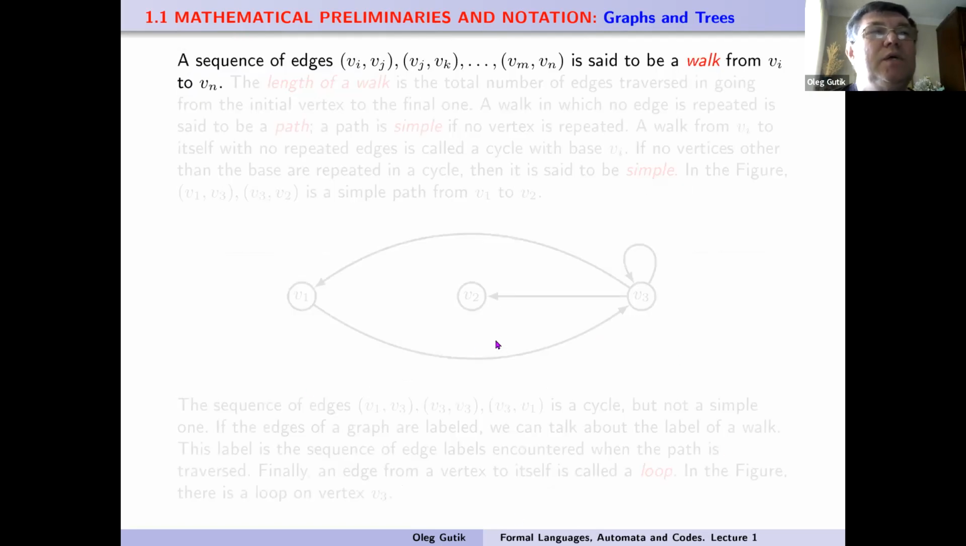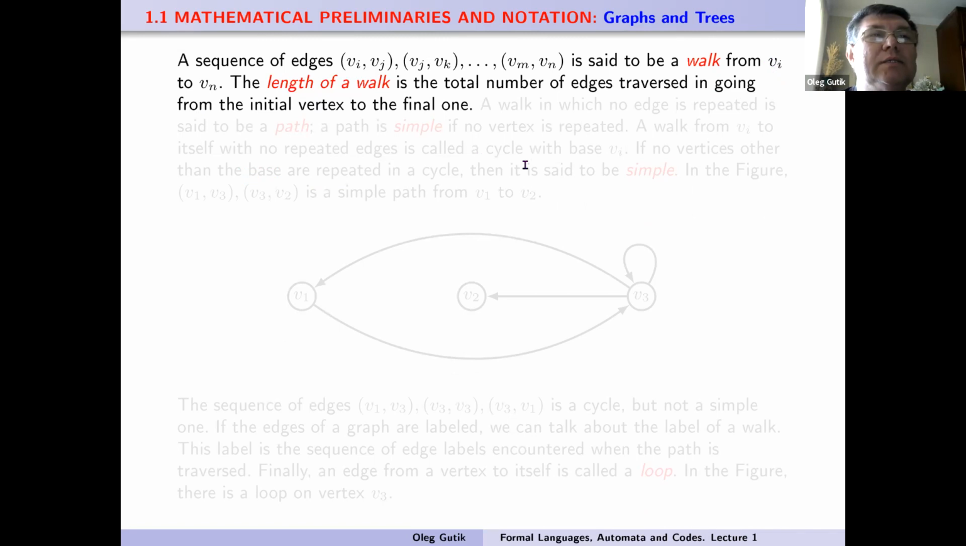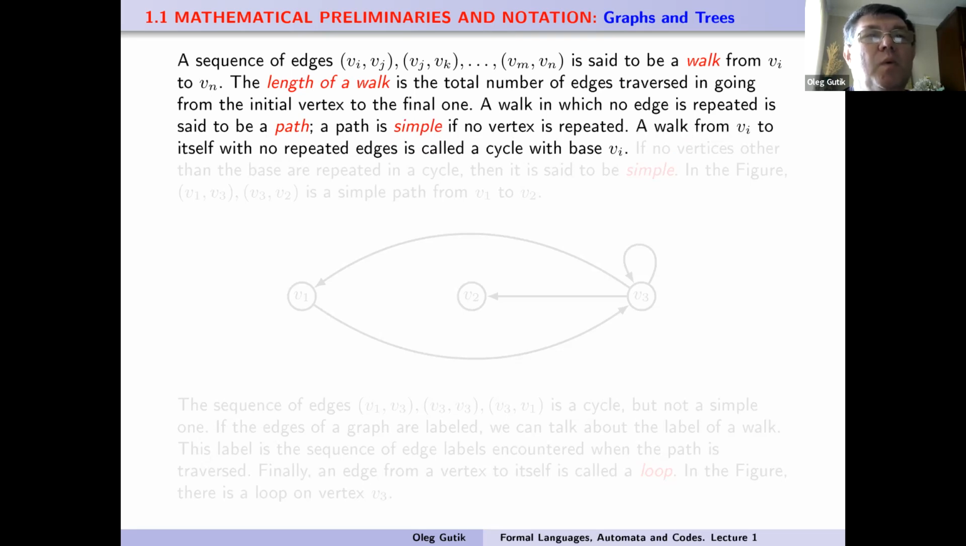A sequence of edges (vi, vj), (vj, vk), and so on, (vm, vn) is said to be a walk from vertex vi to vertex vn. The length of a walk is the total number of edges traversed in going from the initial vertex to the final one. A walk in which no edge is repeated is said to be a path. A path is simple if no vertex is repeated. A walk from vertex vi to itself with no repeated edges is called a cycle with base vi. If no vertices other than the base are repeated in a cycle, then it is said to be simple.